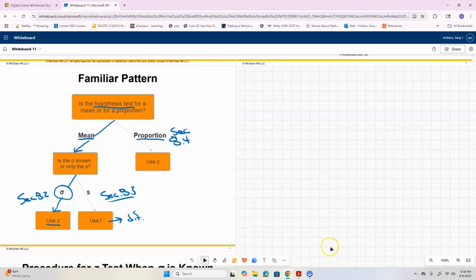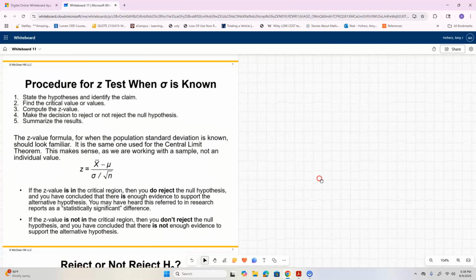All right, so let's get started. As a reminder, we said this at the end of the last video, but let's go through it again. Step 1 is to state the hypothesis and identify the claim. So step 1 is the hypothesis statement. Step 2, we're going to find the critical values. This is from the chart. Step 3, we're going to compute the Z value or the test value. This is a formula. Step 4, we're going to make a decision to reject or not reject. And then step 5, we're going to have a conclusion or a summary.